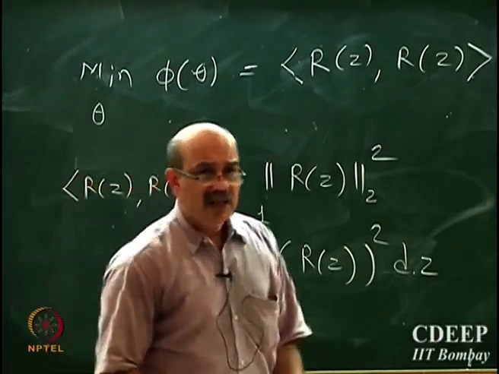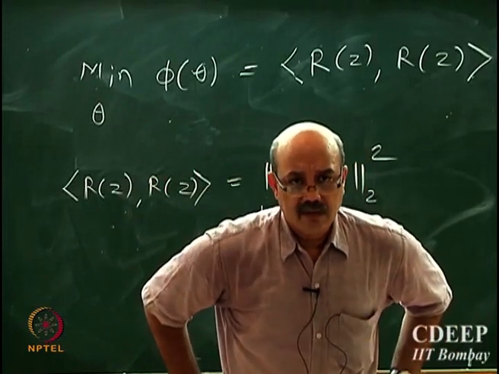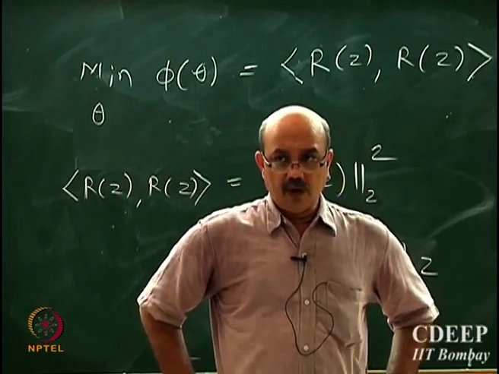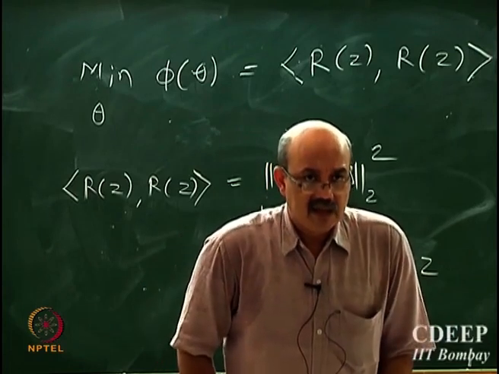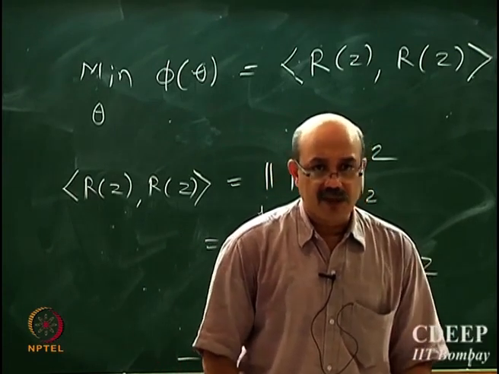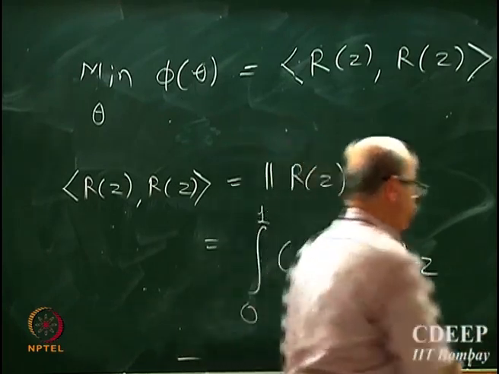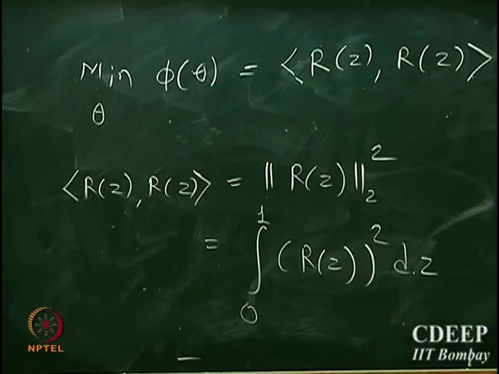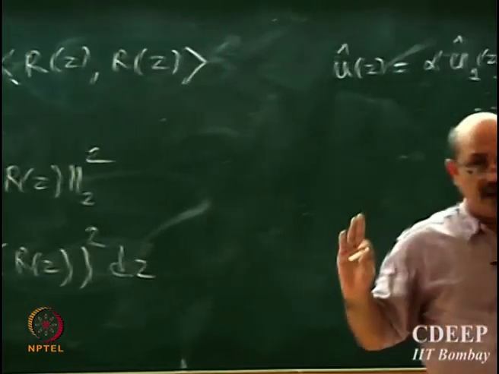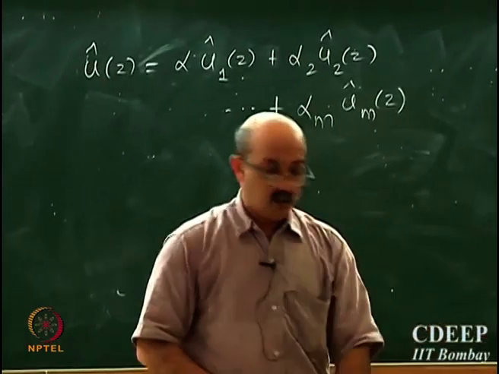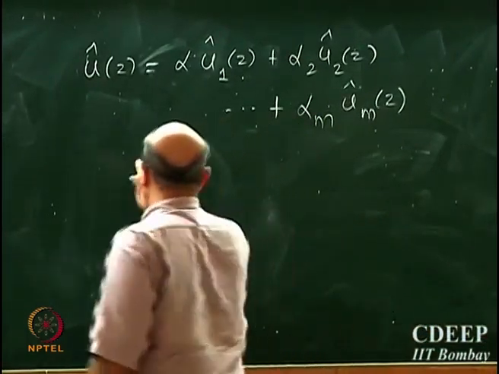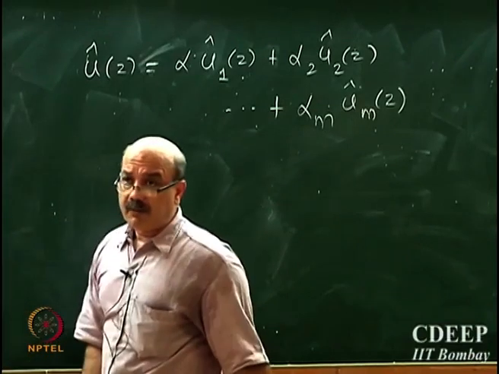Now, how do I get the equations from this? I have to differentiate this with respect to alpha, with respect to theta, right? So now what I have to do is to get the solution. To get the solution, I should see how many unknowns there are. There are m unknowns, so I need m equations.